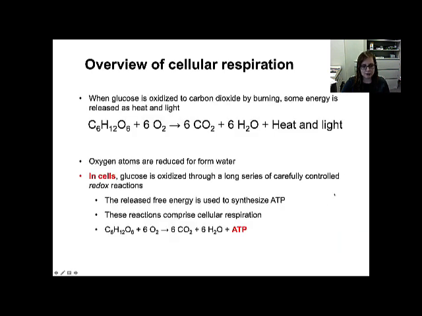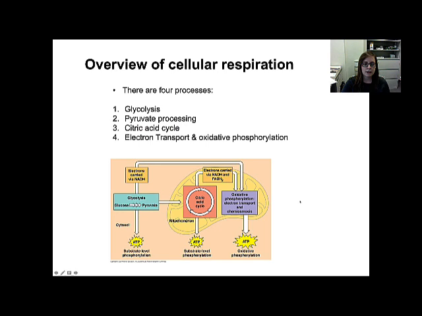But in cells, glucose is oxidized in a long series of carefully controlled redox reactions. And the released energy is then used to synthesize ATP. And these reactions comprise cellular respiration. So that is cellular respiration. It's when we take a molecule of glucose and some oxygen to make CO2, water, and ATP. We're going to go over all of these reactions to generate these products. These reactions can be broken down into 4 steps.